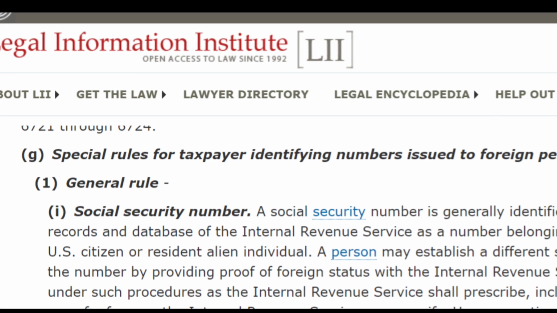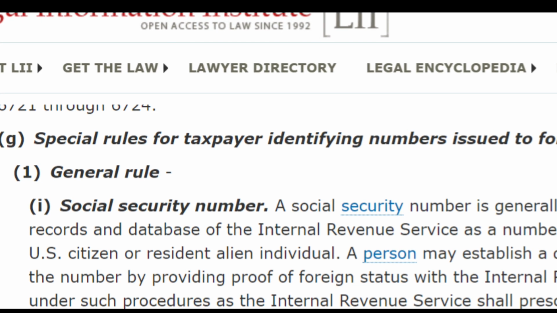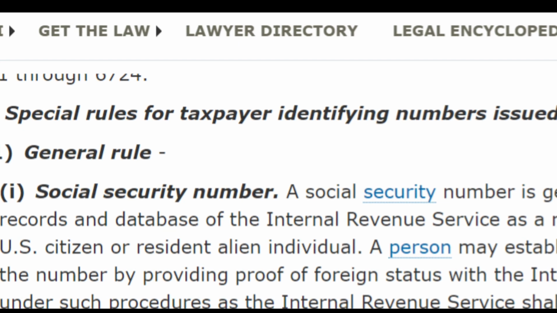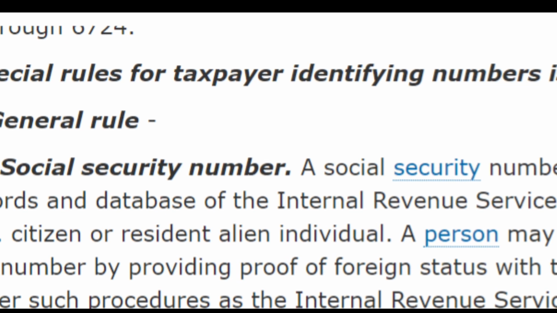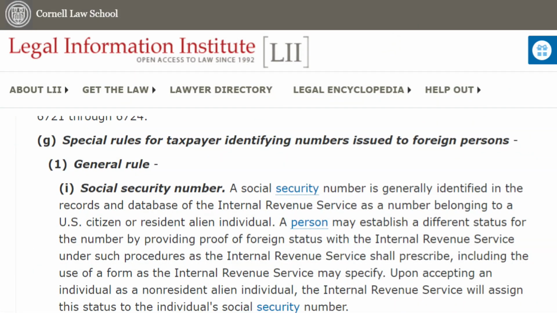Another example is resident alien individual. A resident alien individual is no different than a foreign person because, like a foreign person, a resident alien is required to establish lawful permanent residence in the United States so that they can show their eligibility to legally work and pay taxes in the United States.